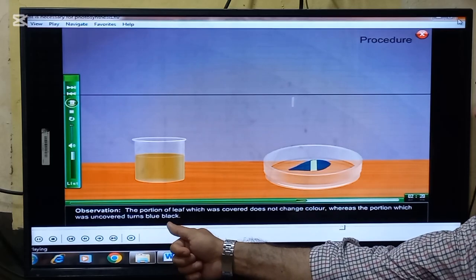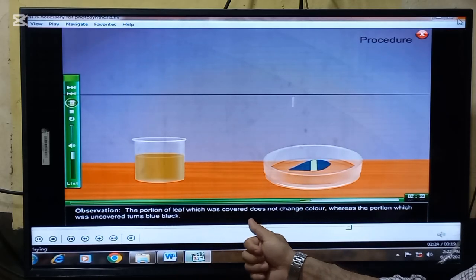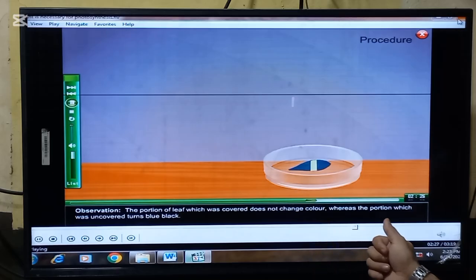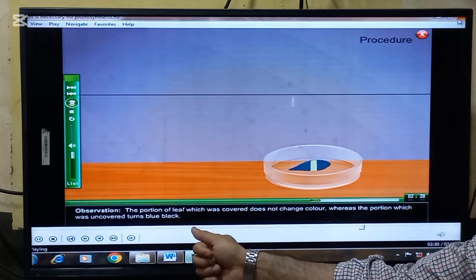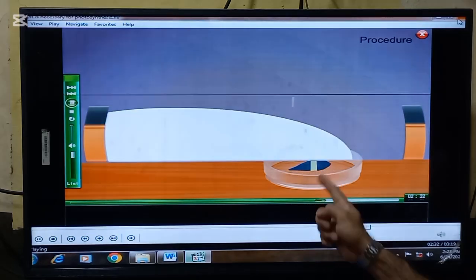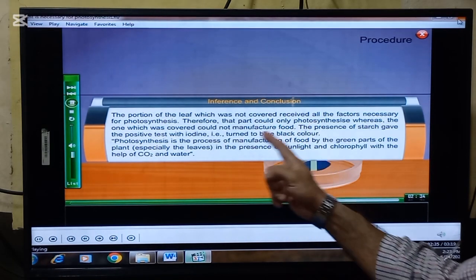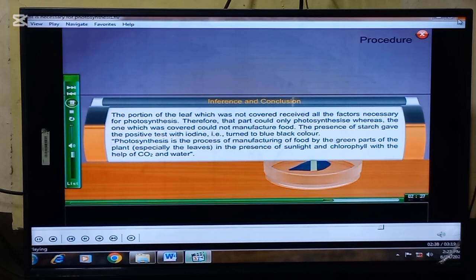Observation: the portion of the leaf which was covered does not change color, whereas the portion which was uncovered turns blue-black. Inference and conclusion: the portion of the leaf which was not covered received all the factors necessary for photosynthesis. Therefore, that part could photosynthesize, whereas the one which was covered could not manufacture food. The presence of starch gave the positive test with iodine, that is, it turned blue-black.